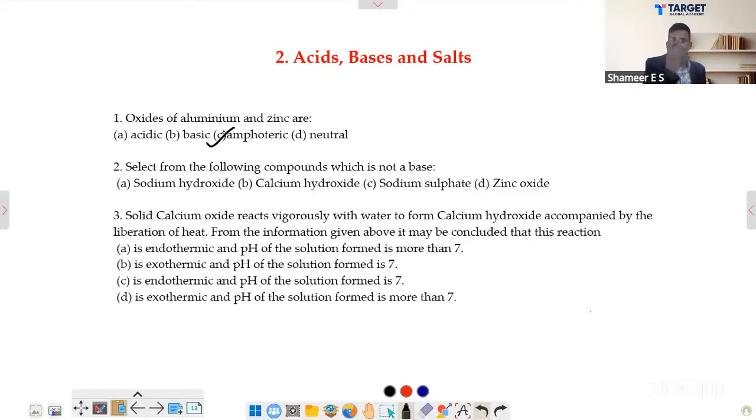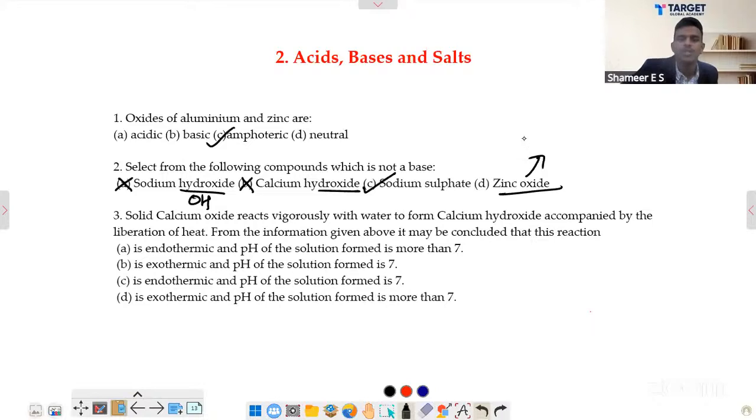Next, select the following compound which is not a base: sodium hydroxide, calcium hydroxide, sodium sulfate, zinc oxide. Which is not a base? You can see hydroxide is present, right? Hydroxide means OH, so both are bases, so this will not be your answer. And what about C? C is actually not a base, not an acid, it's a salt. It's a salt of sodium hydroxide and sulfuric acid. So sodium sulfate is the answer.